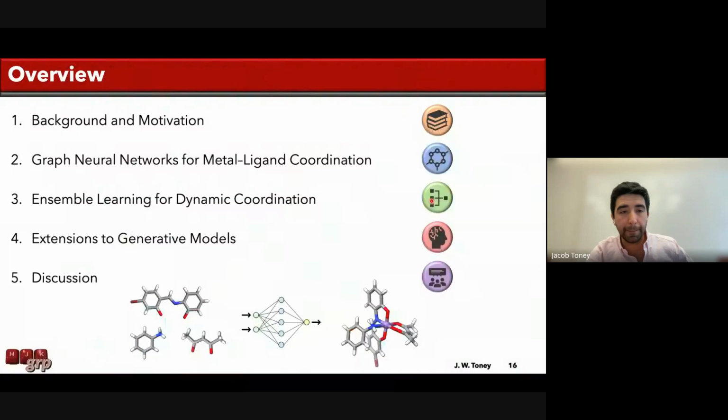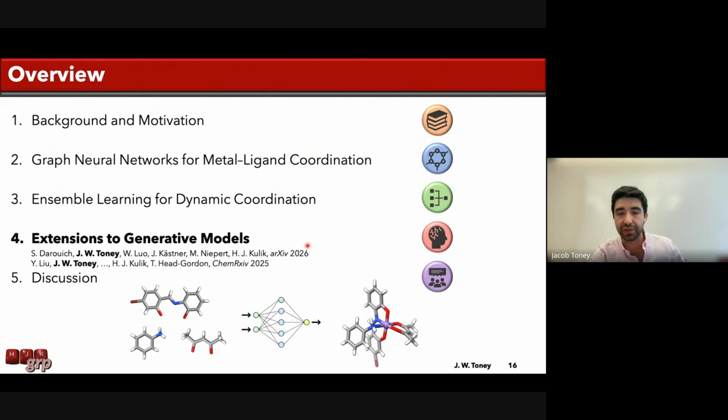Cool. Happy to take any questions now if there are any, but if not, I can move on to the final portion of the paper, which is extensions to generative models.